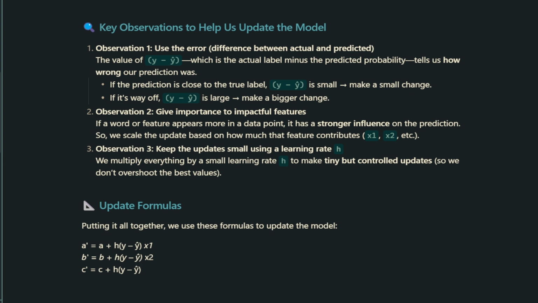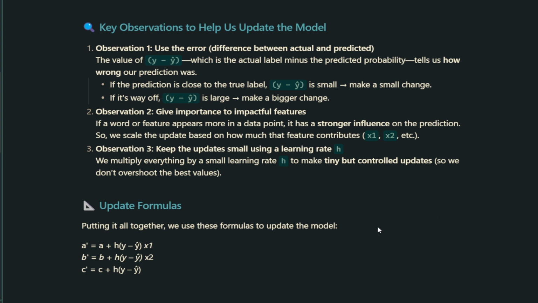Observation 2. Give importance to impactful features. Not all features contribute equally. For example, if a word or feature has a large value in our data point, it should have a bigger impact on the update. That's why we multiply the error by the feature value like x1 or x2. So the model pays more attention to features that actually matter more.